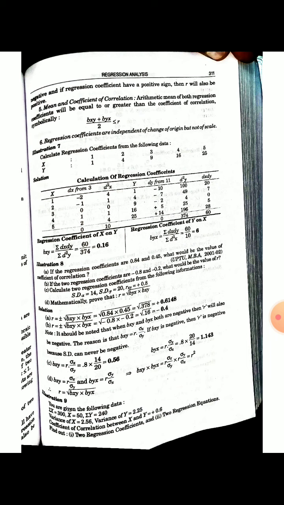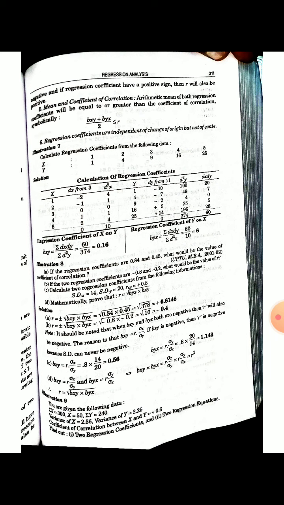Now calculating r for the two regression coefficients which are given, minus 0.8 and minus 0.2, we have to calculate the value of r, which is the correlation coefficient. For calculating r, the formula will remain the same, and we will calculate minus 0.8 into minus 0.2 under root 0.16. By taking out the root of 0.16, we will get minus plus 0.4. Please correct it. It should be noted that when bxy and byx both are negative, then r will also be negative.